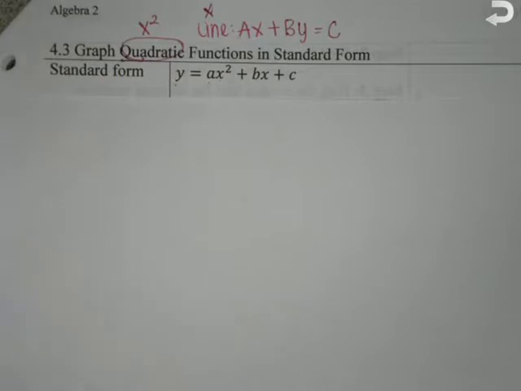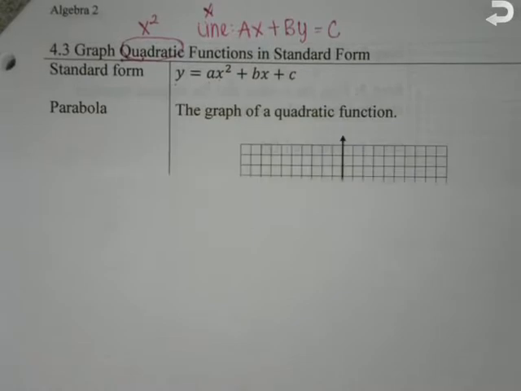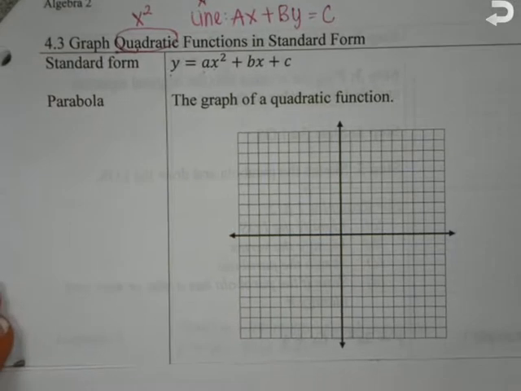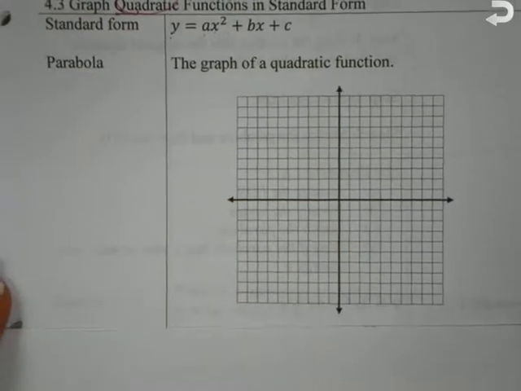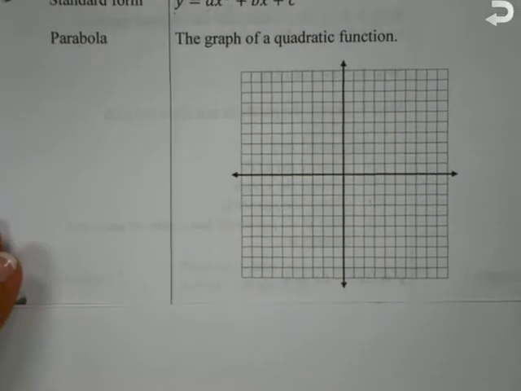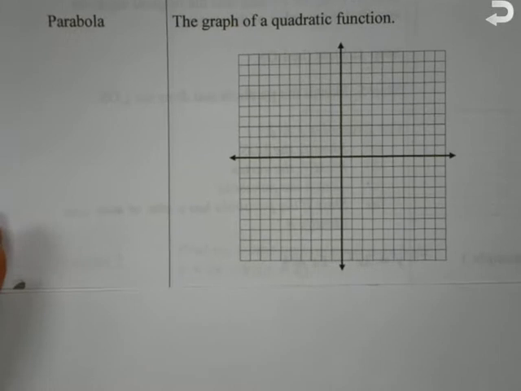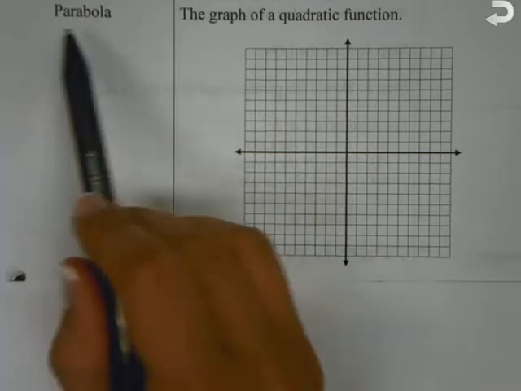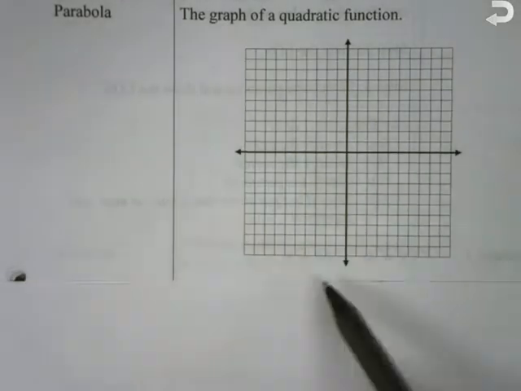So what does a parabola look like? You kind of touched on this in Algebra 1, but we're going to draw a parabola and label some parts. The parabola is the graph of a quadratic function. That's what it's called. It's not a line, it's a parabola. Anytime we have an x squared, your graph is going to look something like this. So write out the definition of parabola and draw a set of axes for me.